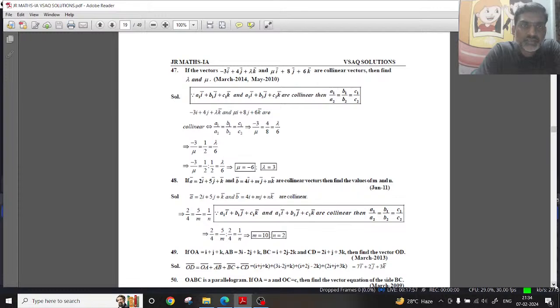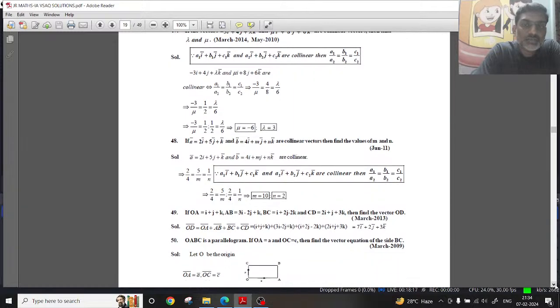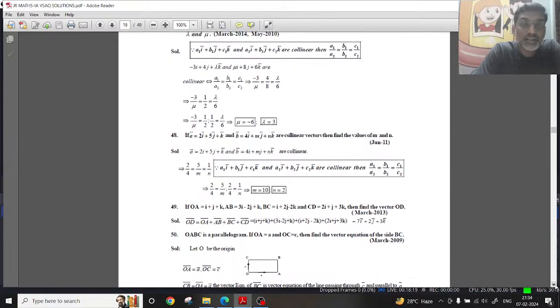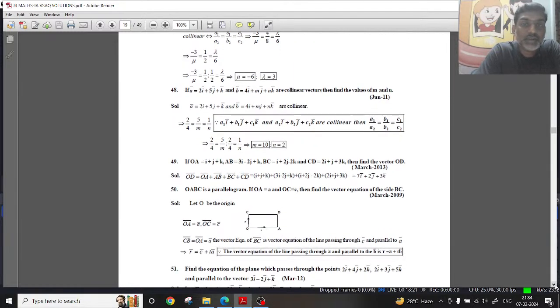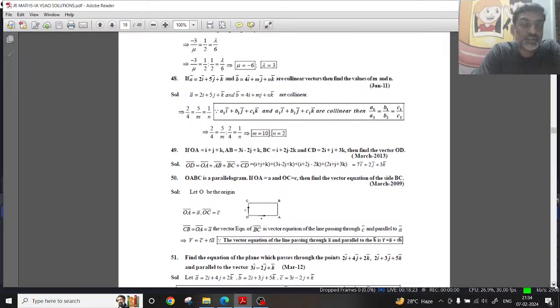Next, 47, if the vectors are collinear. Directly vectors are given and they are telling they are collinear. So we can use the direct condition: a1 over a2 is equal to b1 over b2 is equal to c1 over c2, then we can get the required value. See, question number 48 is also related to collinear vectors. Important, sir. The questions which are related to collinear are important for the exam. Find the vector OD.